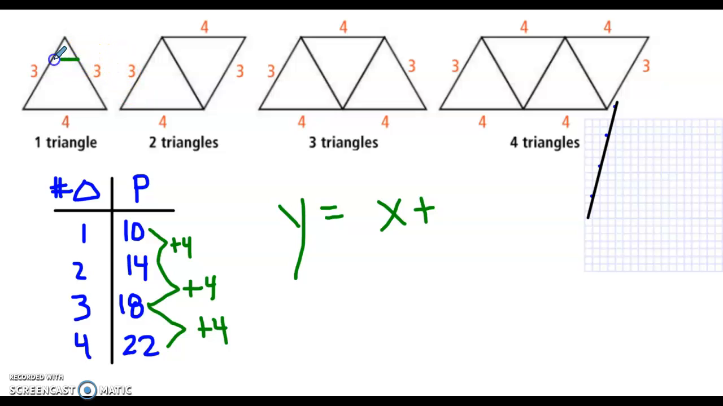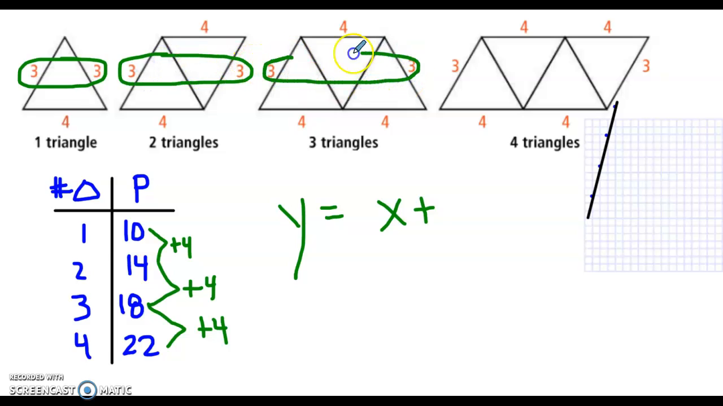So what I see as constant this time is I always have a 3 and a 3. Here I've got a double 3. Here I've got a double 3. The double 3 remains constant in every single situation. So 2 3s would be 6. That's what's staying constant. And then I can see what keeps getting added.